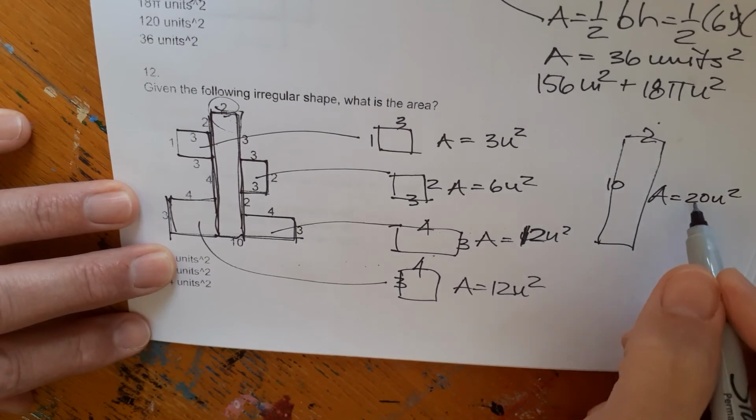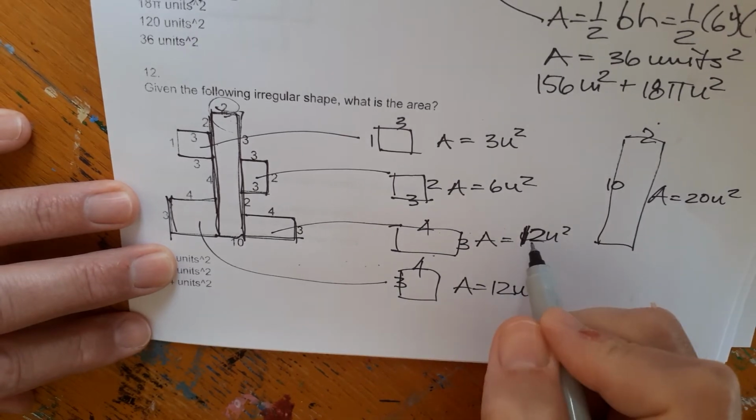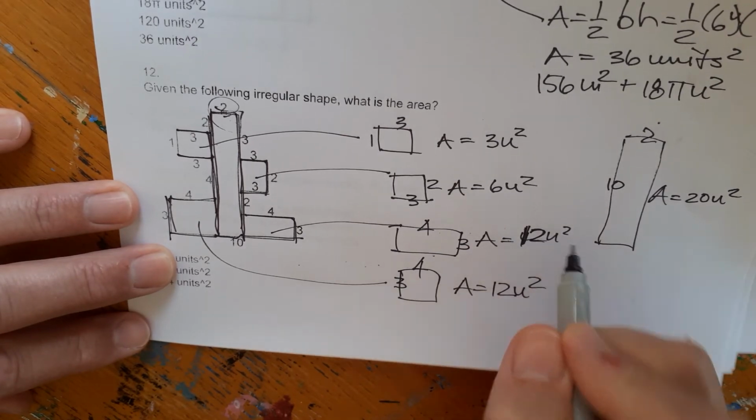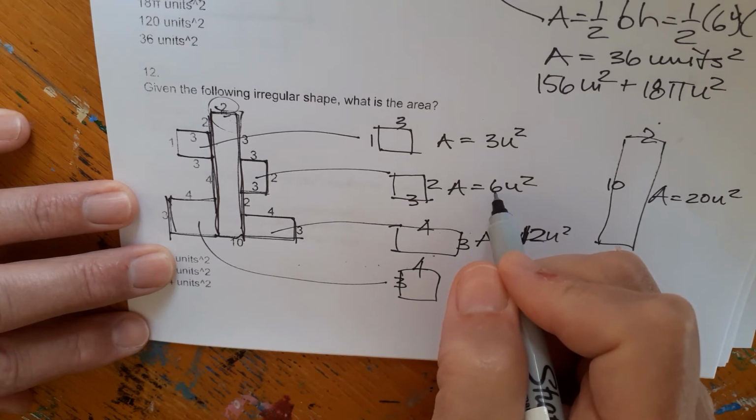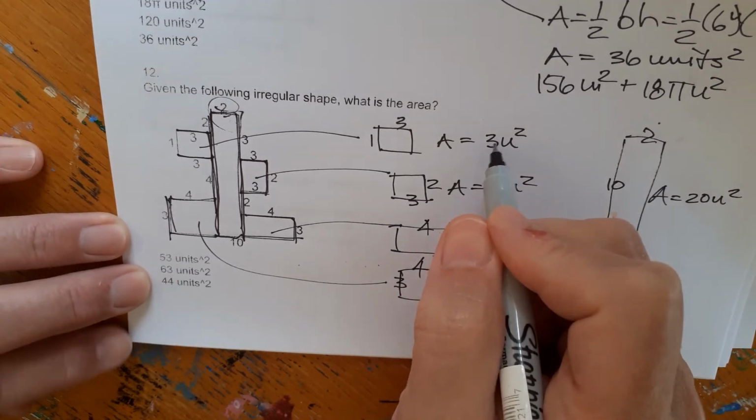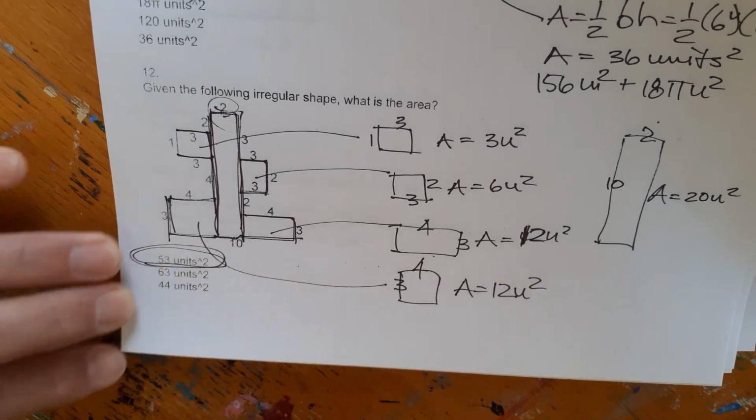So can I add all these up? 20, 32, 44, 50, 53. I get 53 units squared.